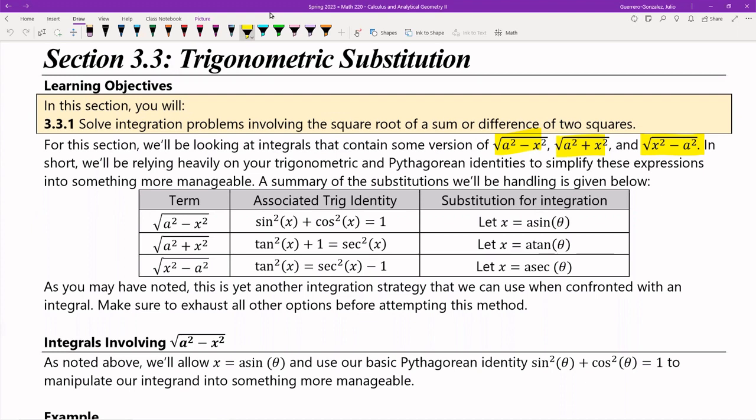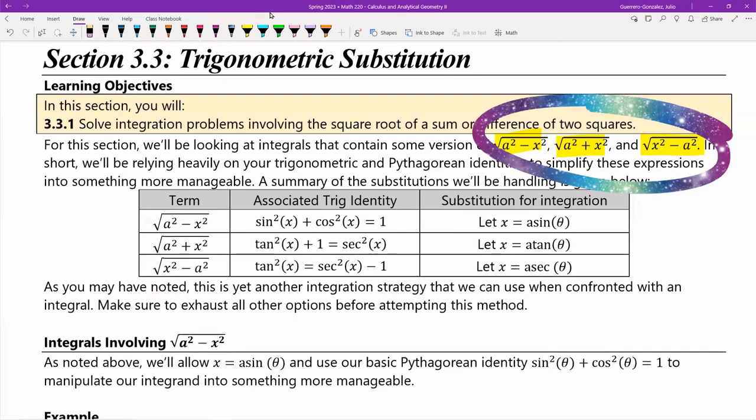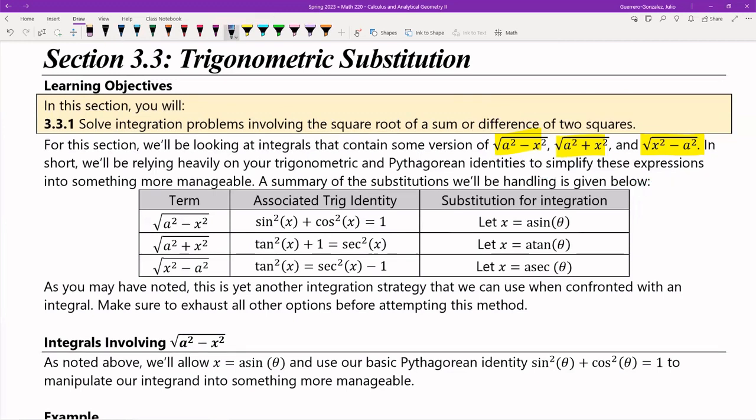Trigonometric substitution is really just, for lack of a better term, spicy U substitution. We're just going to be using a lot of our trig identities to work around some of the harder terms, these in particular, like I said. So let me get started by associating each term with the method or the technique that we're going to use.